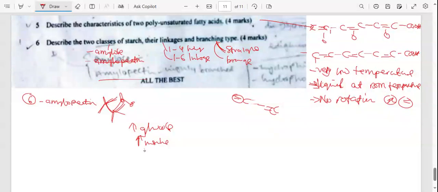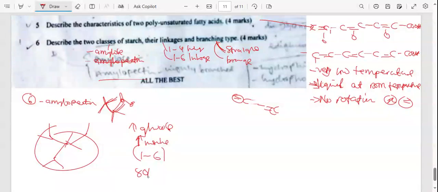All right. With the linkage we said is 1 to 6, linkage meaning we have a lot of them. They are branched like that. We are not having a straight chain. So therefore, when you eat something, they are easily what? Digested. So in potato, we find about 80% of what? Even whatever I'm saying here is the answer.